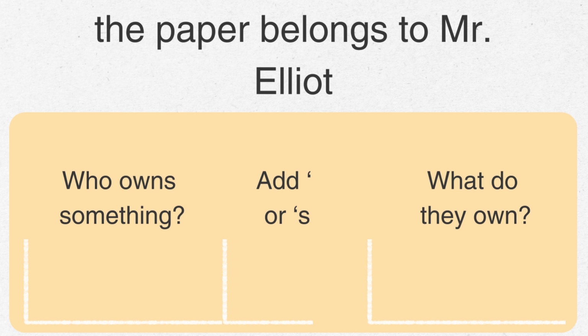The paper belongs to Mr. Elliot. We always start with our owner. Then we have to decide, are we adding an apostrophe or apostrophe S, and then what they own. So here, the paper belongs to Mr. Elliot. Stop and think. Who is the owner? Does the owner end in S? If the owner ends in S, we're just adding an apostrophe. If the owner does not end in S, we'll add an apostrophe S. And then what do they own?